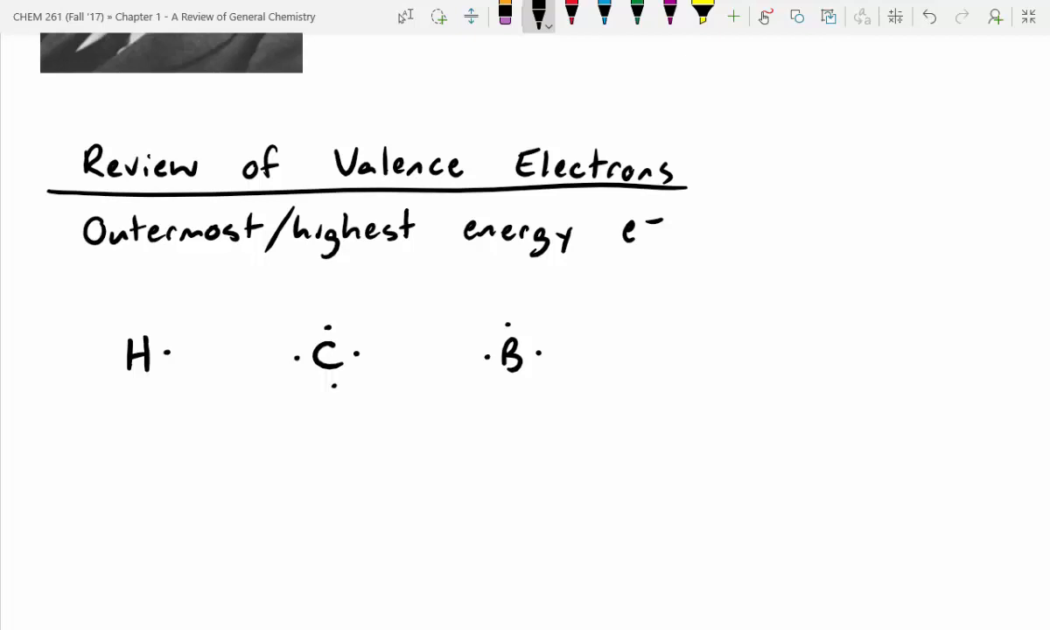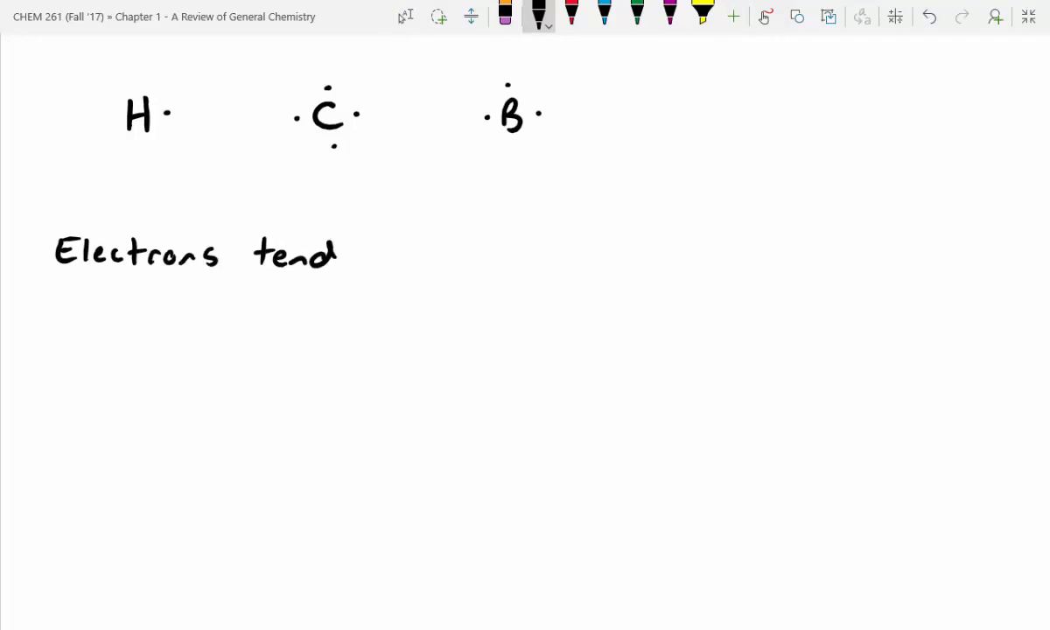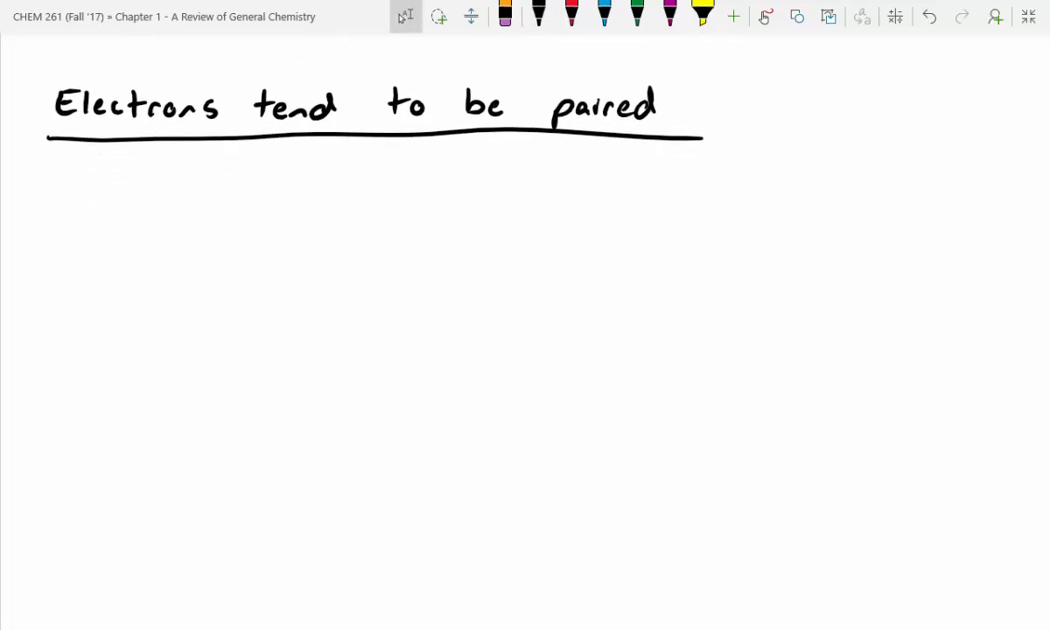After a while, though, it kind of becomes intuitive the more we do these sorts of drawings. Electrons are kind of funny, though. Electrons tend to be paired. Does anybody know why? What special property do electrons have? They have a state called spin up and spin down. And in order for them to be stable, they usually want to pair with another electron of the opposite spin. So we typically see them paired. However, not always. Sometimes you will see unpaired electrons, and we'll talk about that a little later.